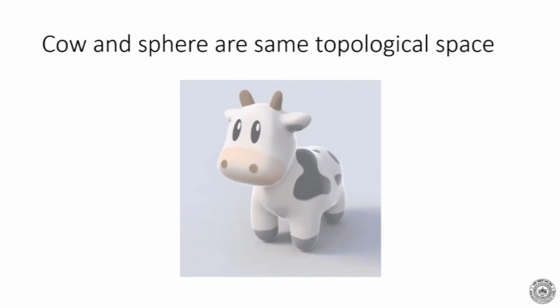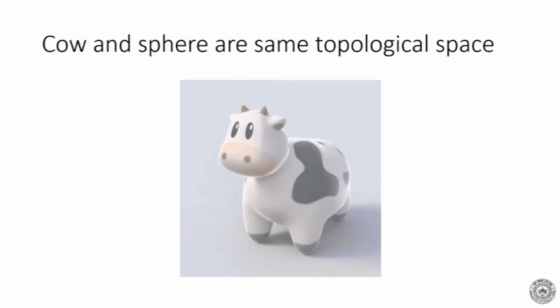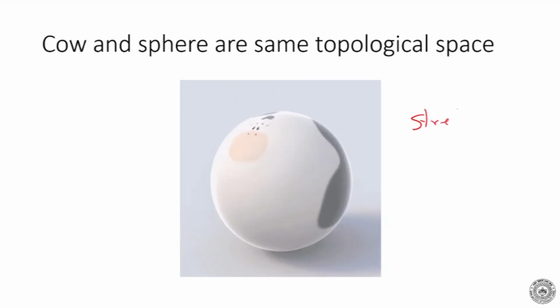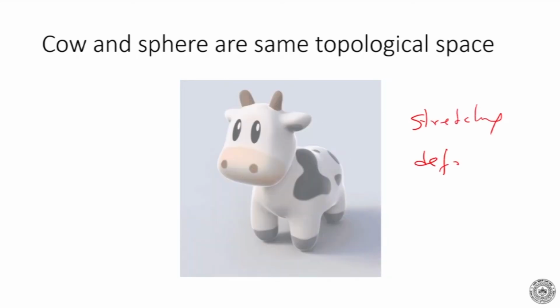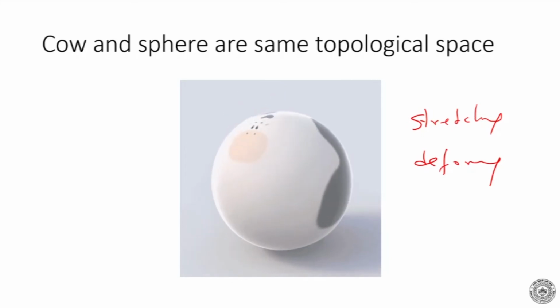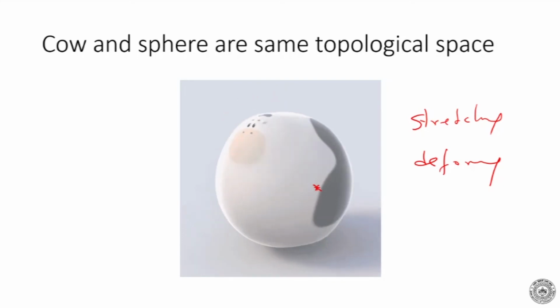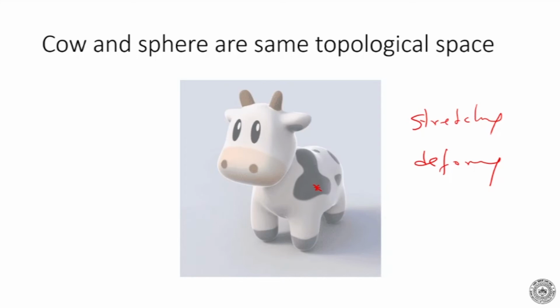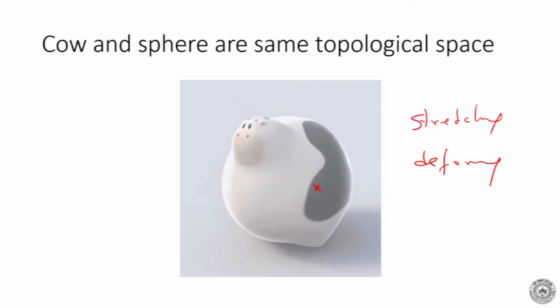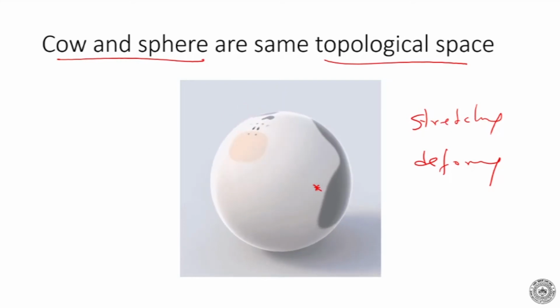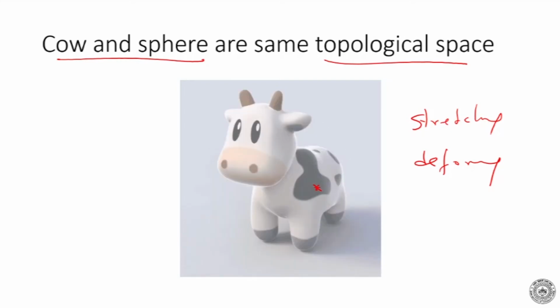Now, if you look at it in terms of topology, the cow and the sphere are the same space, because simply by stretching or deforming, we can go from one space to another. Any point which is on the surface of the cow is still on the surface of the sphere. It can't go inside the sphere. Similarly, any point which is inside the sphere cannot come outside the sphere, and for the cow, any point which is inside the cow cannot come outside. So topologically, this is the same. They are the same topological space, something like the circle and the square we talked about.